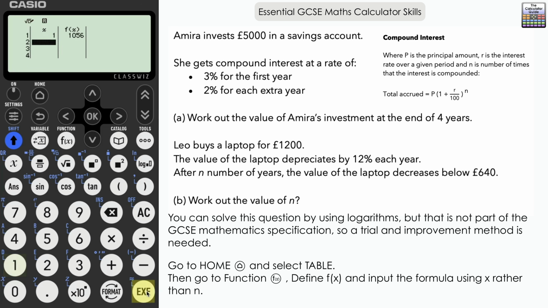Okay, so now we want to try some values here for x. I'm just going to put in 1, 2, 3, and you can see that the value is decreasing each time after each year. We're not yet below 640, so we'll keep going. 4, 5. You can see after 5 years that the value of the laptop is now £633.27, so it is below £640. So what would the value of n be? It would be 5 years.